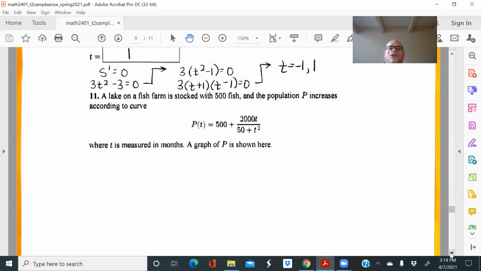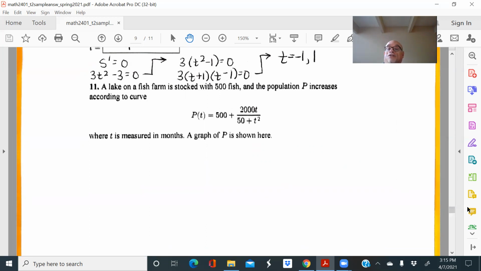And we want to know several things, but this function gives us the population of the fish T elapsed months after we stock the pond. Okay, so it's initially stocked with 500 fish, and then after T elapsed months, we can use this formula to predict what the population of fish is going to be, right?